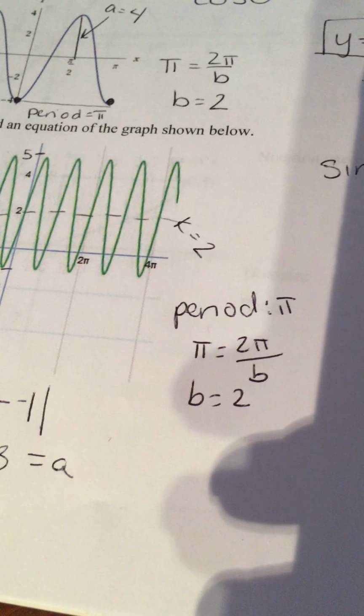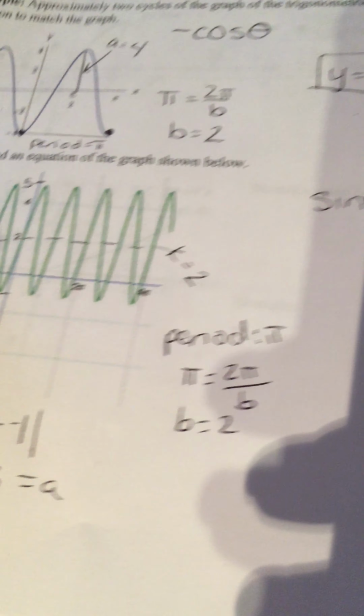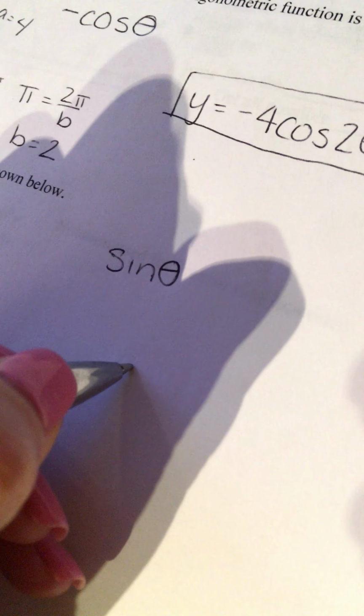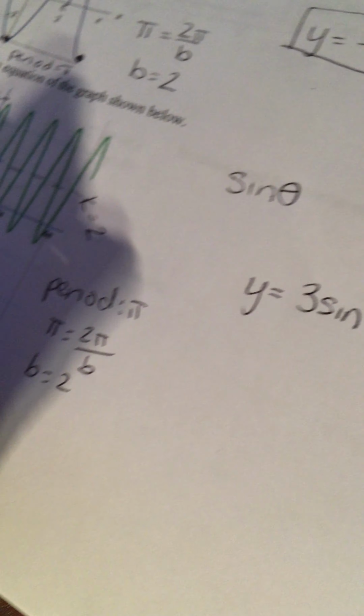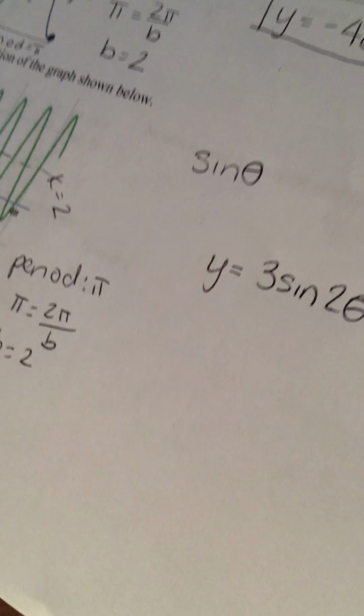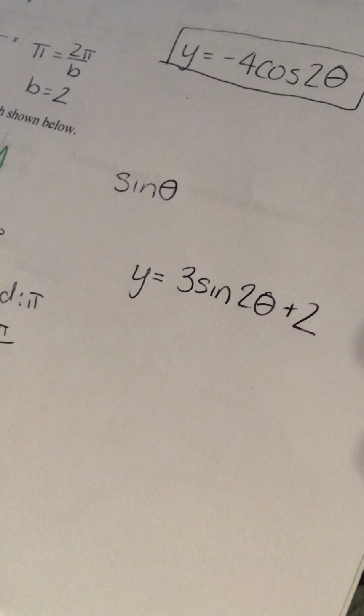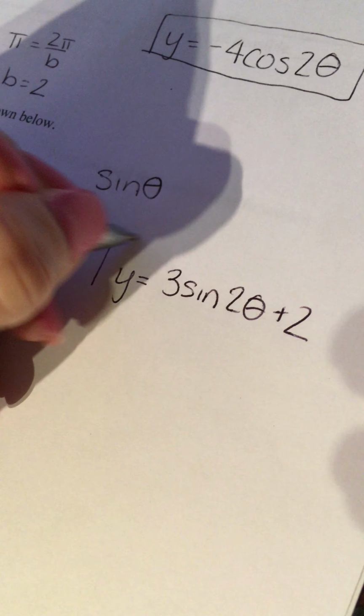So I have A, I have B, I have a vertical shift. So I'm just going to throw everything together and write it up. I'm going to call this y equals, we said the amplitude was 3, sine, b is 2, so sine of 2 theta, and then plus k, plus 2. And there it is. That is my equation of this graph.